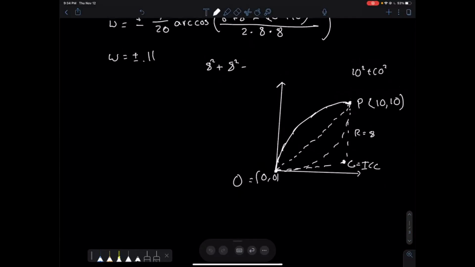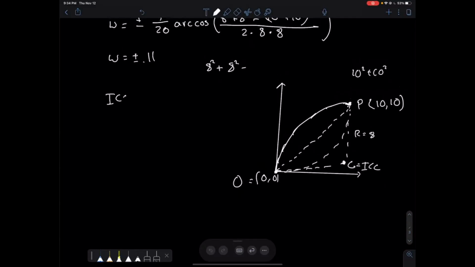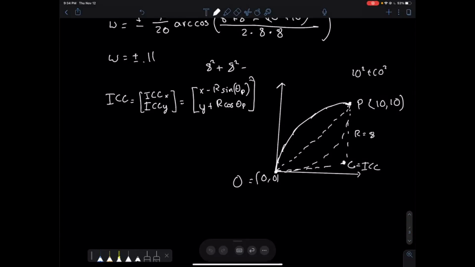So the simple way, the first thing we need to do is find our ICC, right? There's a formula we need to use to calculate the position of your robot, and that involves using the ICC. So you have ICC x and ICC y, and that is equal to x minus R sine theta p, which is our position, and y plus R cosine theta p. These equations are in the lecture slides, and I'll post those as well. And theta p is the unknown orientation that we are looking for.